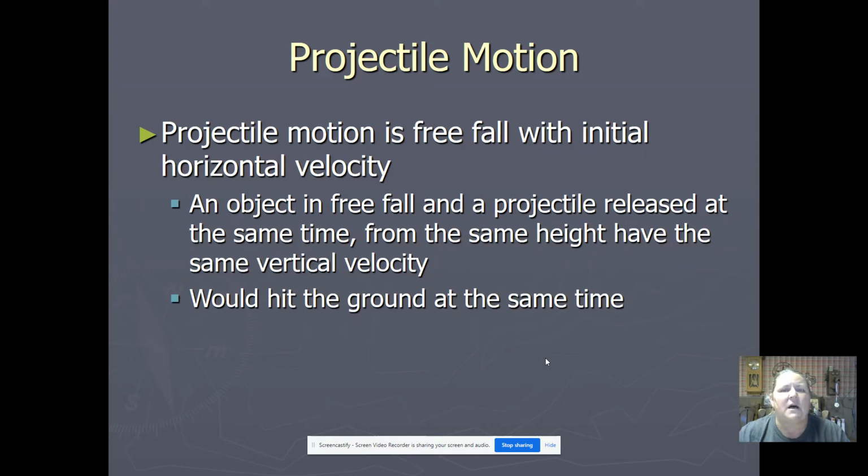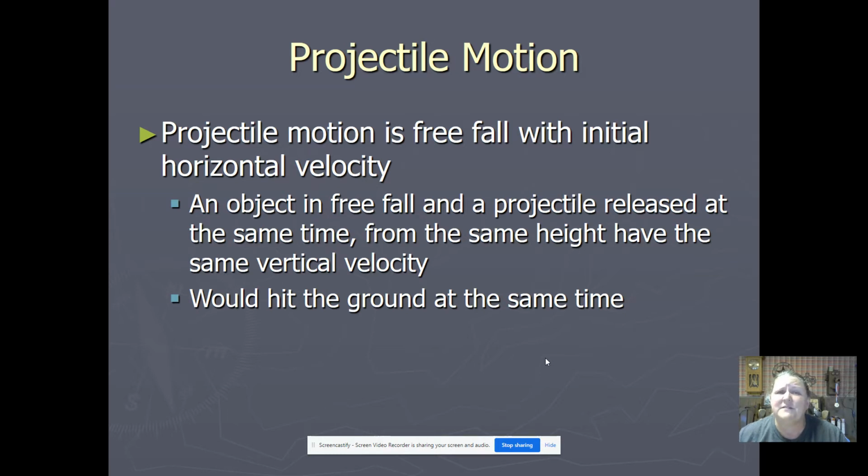Projectile motion is also free fall with an initial velocity. We throw it, it has an initial velocity, but as it goes up, it comes back down. It has a y component. An object in free fall and a projectile released at the same time from the same height have the same vertical velocity. It would hit the ground at the same time.